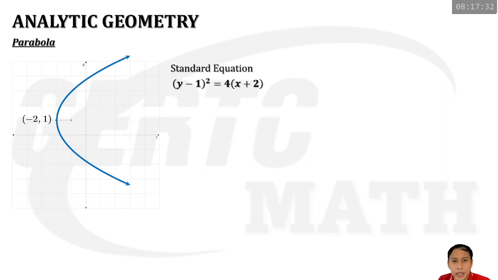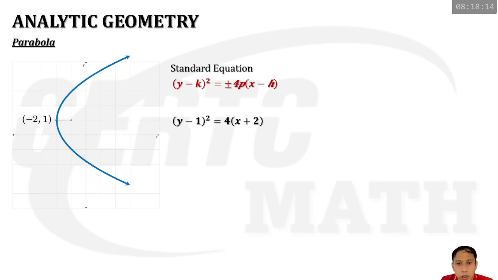So, by general, the general equation is y minus k squared, then 4p times x minus h. Ito yung general equation, no? Standard equation siya, no? So, again, it's plus or minus, no? It's either it opens to the right or to the left. In this case, kini siya, no?